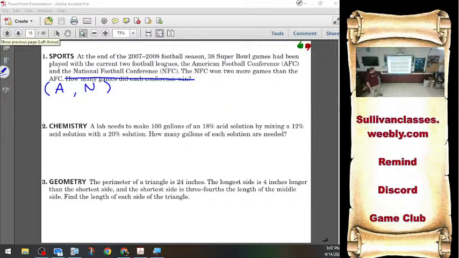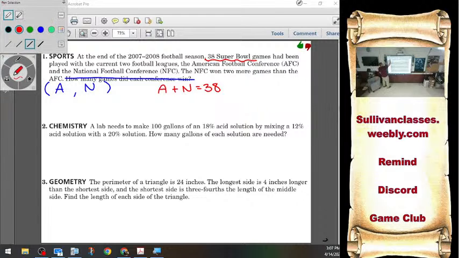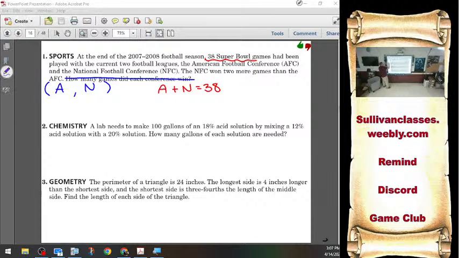We have 38 Super Bowl games. That's a total. So I know that 38 total games is all of the AFC wins plus all of the NFC wins. And it will total 38 games because none of them have ever tied. Go find a different sentence in there, preferably one with numbers in it.